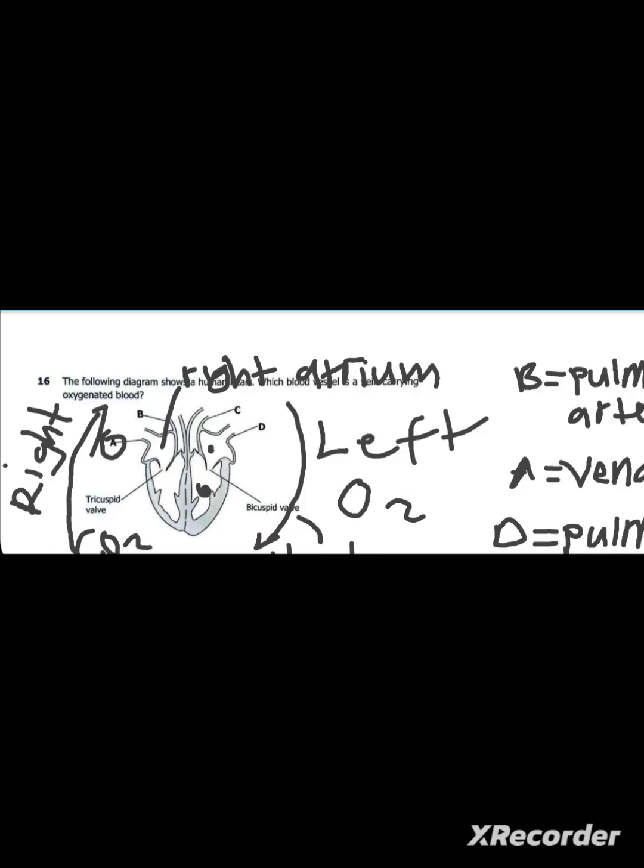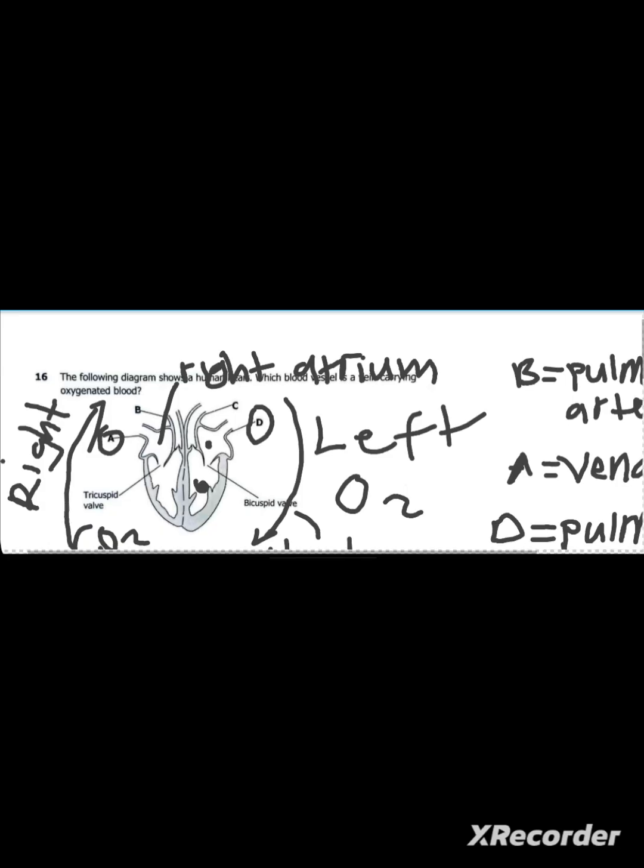The question was saying, the following diagram shows a human heart. Which blood vessel is a vein carrying oxygenated blood? The vein which is here is D. So the final answer is D. Hope you've gotten something from there. All right, let's go to the next question.